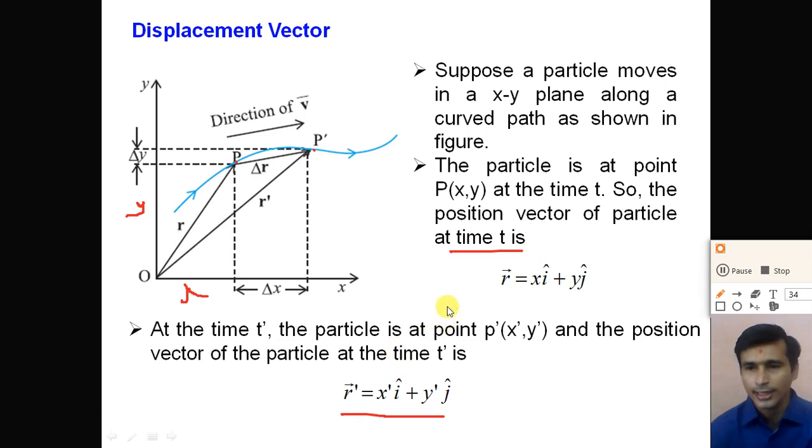So here at the time t, the position vector of the particle is r = x i + y j, and at the time t', the position vector of the particle is r' = x' i + y' j. Now what is the displacement vector? The displacement vector is the difference between the position vectors: the final position vector r' minus r.